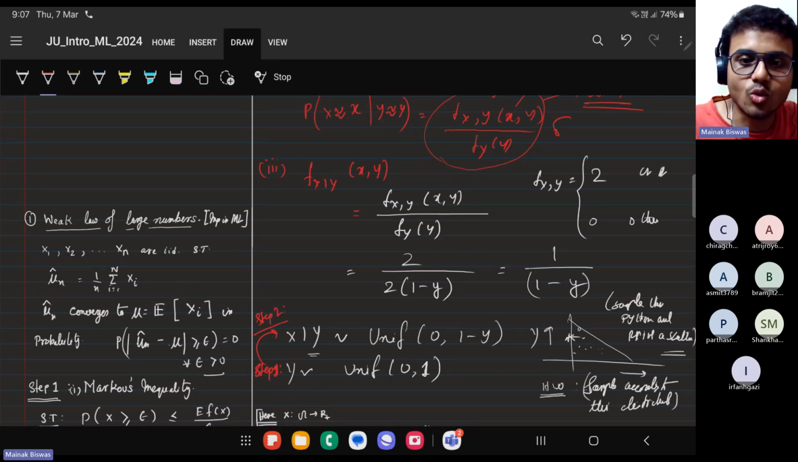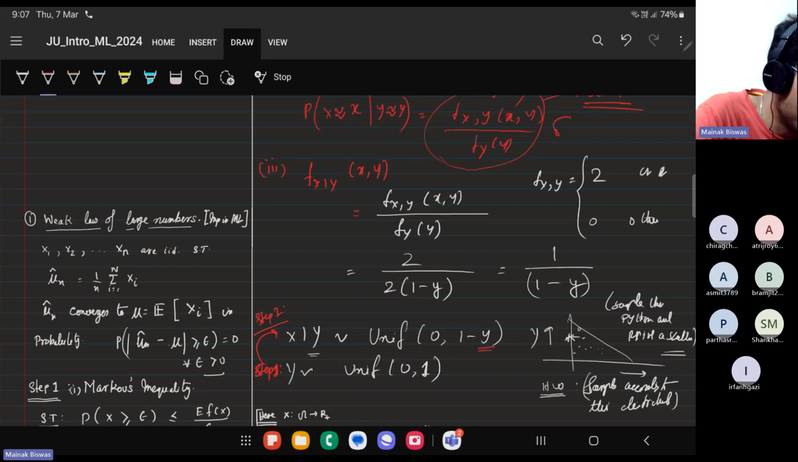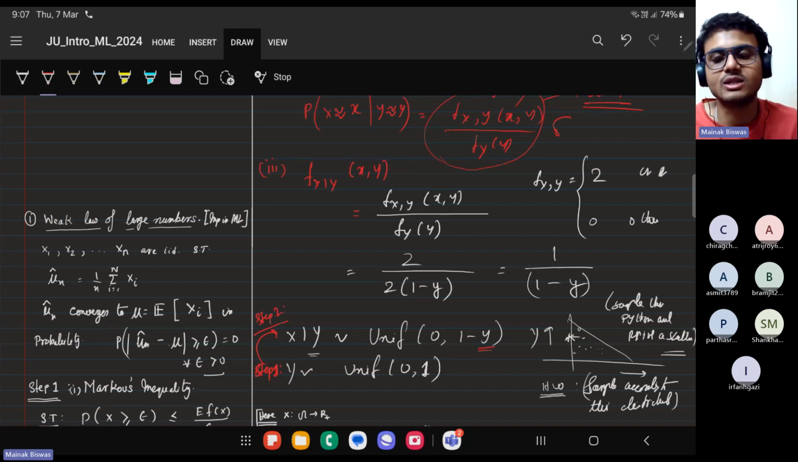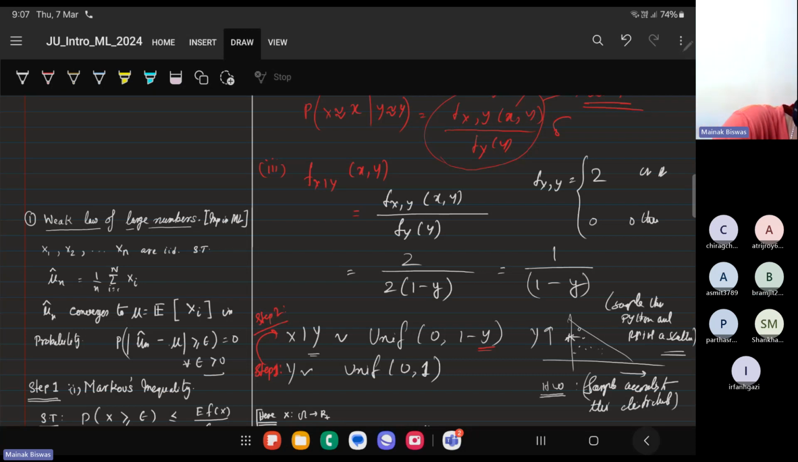So after I have got y, I can just put the value of y here and sample from uniform 0 to 1 minus y. Agreed or not? Yes. Others? Is it not okay? Once I know y, I will be sampling uniformly between 0 to 1 minus y, for x. Okay, this is simple.